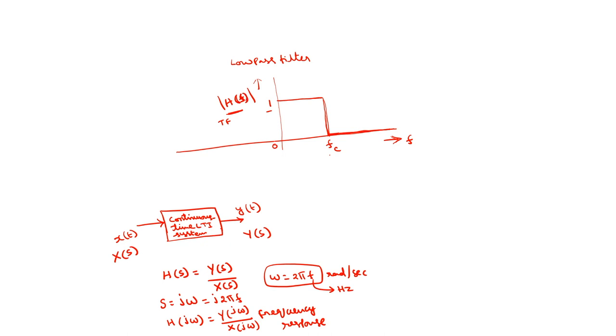So it allows the frequencies from 0 to fc and rejects the frequencies from fc to infinity. This is called an ideal low pass filter. This is the response of the ideal one, and practically it will be different from the ideal one. If you want a practical low pass filter, it will be something like this. This is ideal one and this is practical.